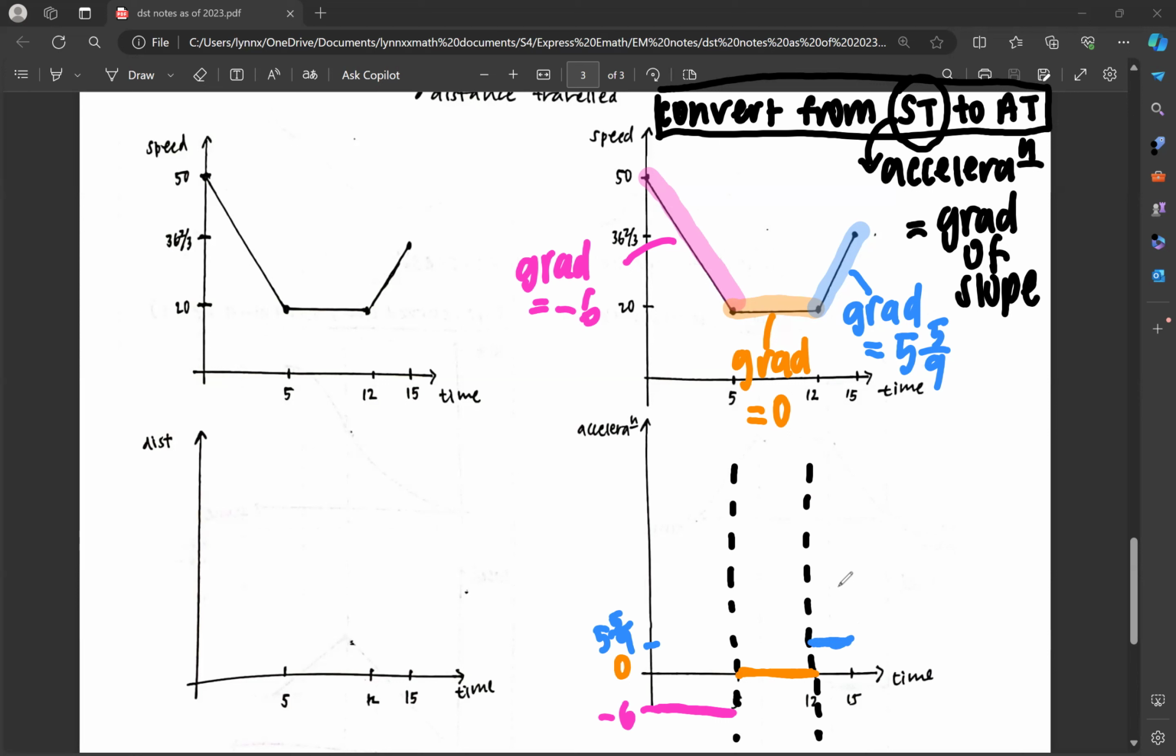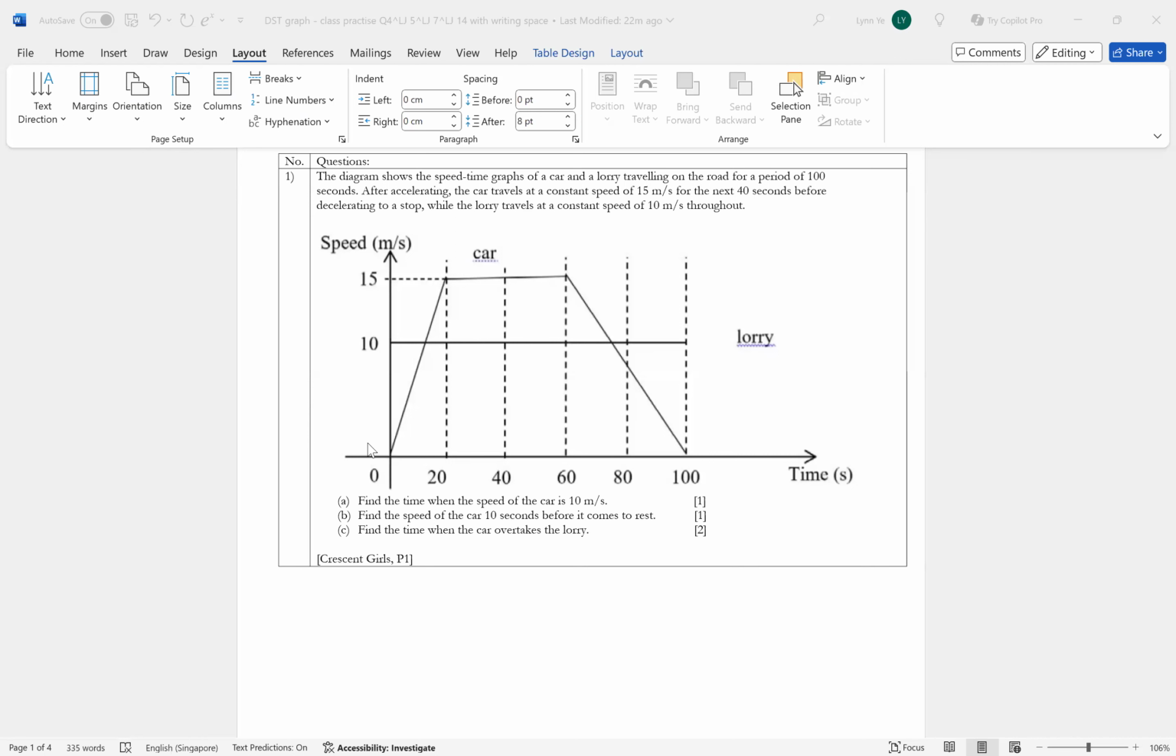So right now, we're going to start applying to the 4 questions. Okay, let's go. So in this question, let's read the question. What did they say? Yes, a speed time graph. And then you stop there. Speed time graph. So we check. Is it a speed time graph? Yes, it is a speed time graph.